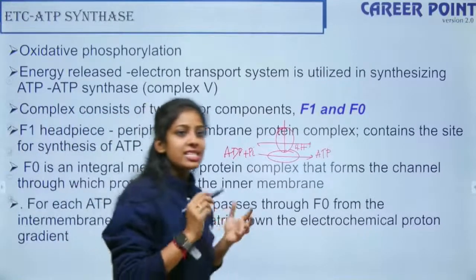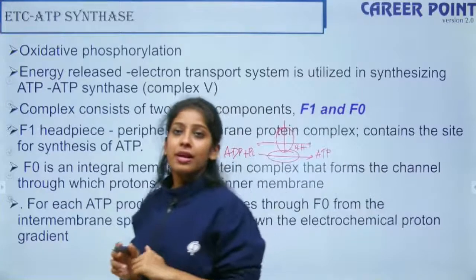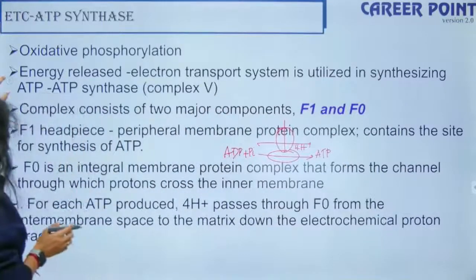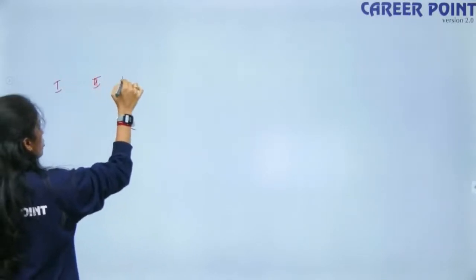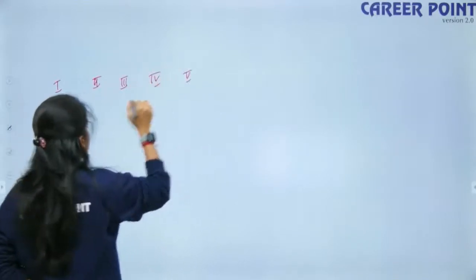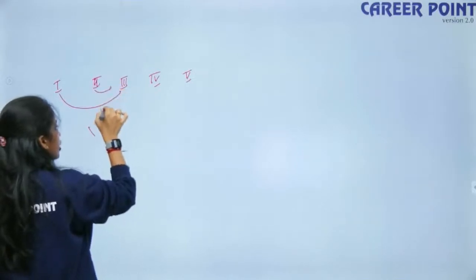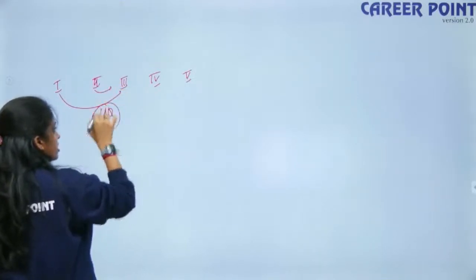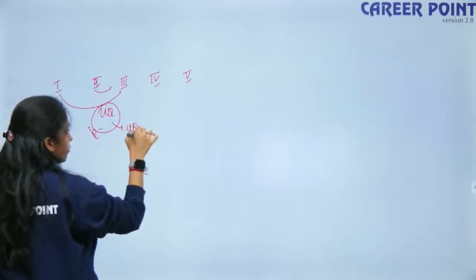Is ETC still tough if you understand the logic behind it? Is it not easy now? So I hope you have understood. You have complex 1, complex 2, complex 3, 4 and 5. So who is the carrier from here to here and here to here? Ubiquinone. When this is loaded with electrons, it becomes ubiquinol.